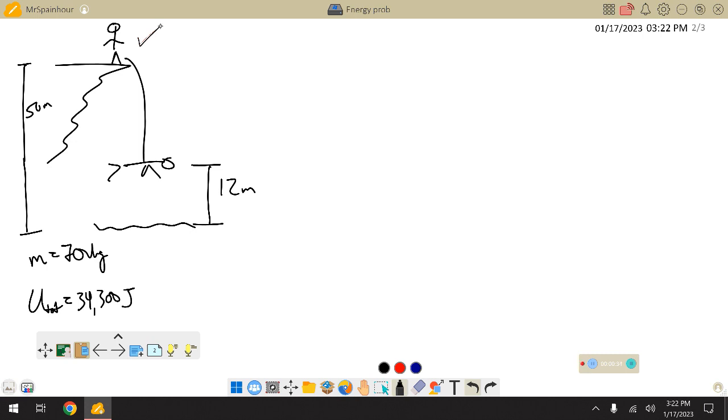So again, we have a person starting up here, 50 meters above the ground, and then they fall till they are 12 meters above the ground, and the bungee cord here is extending while that happens. It tells us that the problem has a potential energy of 34,300 joules and a mass of 70 kilograms. There's one other number that I haven't written down, and that is that the string, or the bungee that I was talking about, is 15 meters unstretched, which I'll address in just a second.